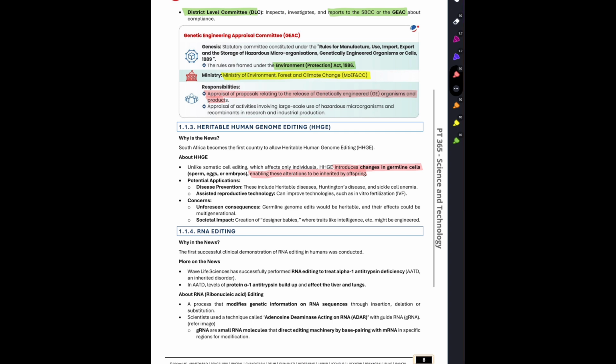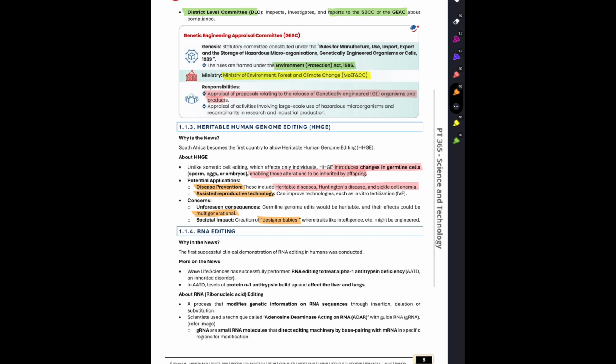Potential application: disease prevention. These include heritable diseases, Huntington disease, and sickle cell anemia. Assisted reproductive technology can improve technologies such as in vitro fertilization. The concerns: unforeseen consequences. Germline edits would be heritable, and their effects would be multi-generational. So even a small, minor disturbance could lead to affecting many generations. Societal impact: creation of designer babies, where traits like intelligence, looks, etc.